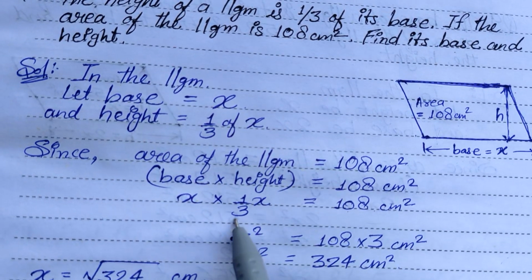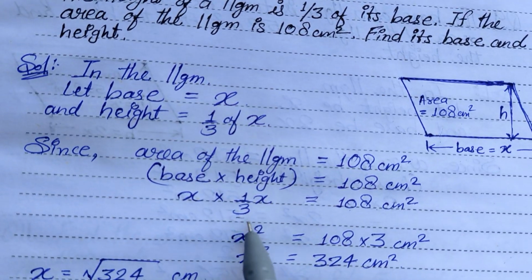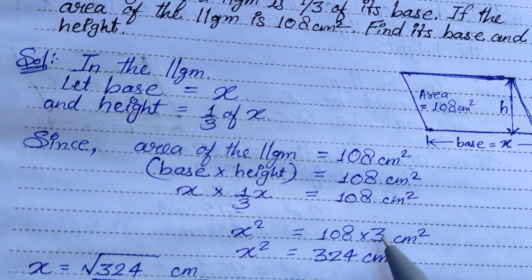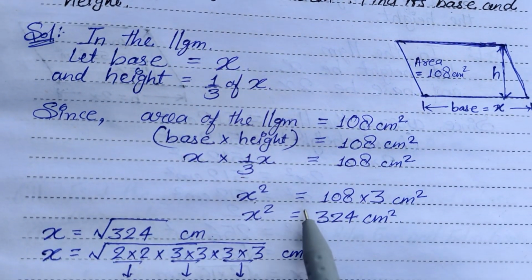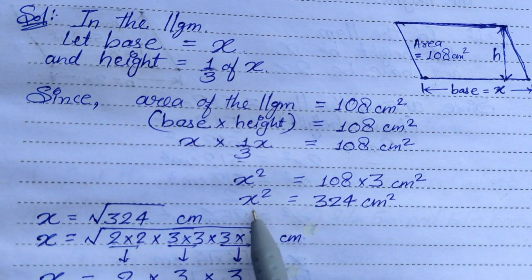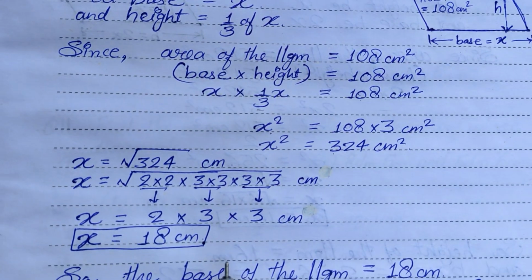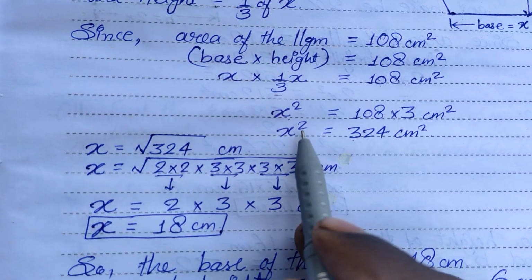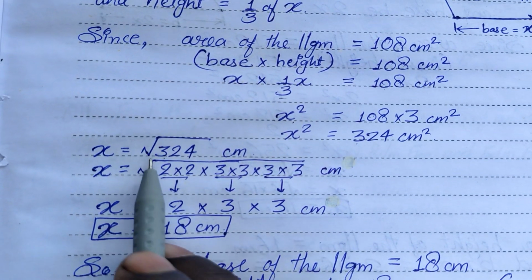We have 1/3x square. So transfer this 3 to the right side. Here we have x into x, x square, and here 1/3. This 3 is in divide, here it will become multiply. So x square is equal to 108 multiplied by 3. Now x square is 324 centimeter square, and we have to find the value of x. So x is equal to under root 324, transferring the square to the right side.